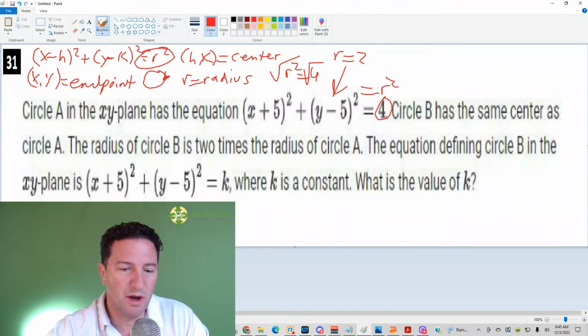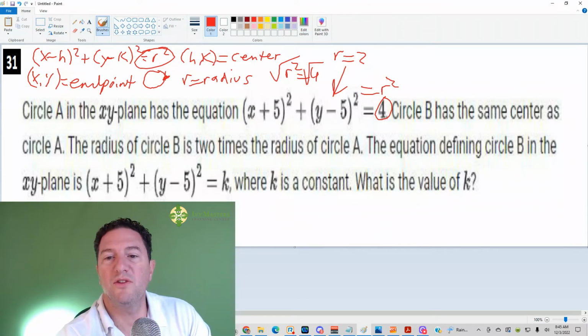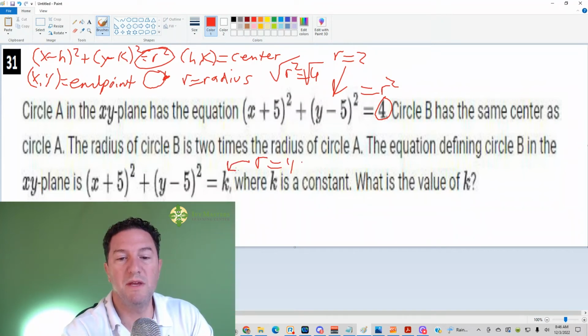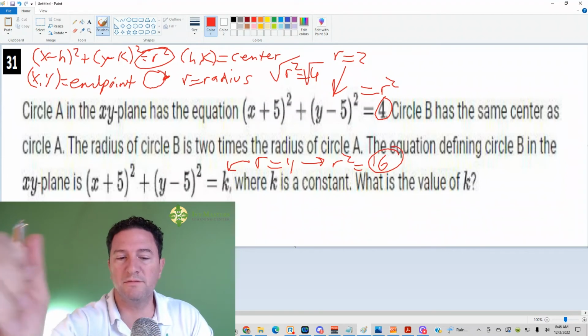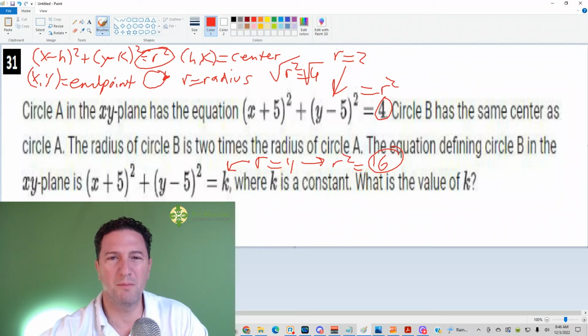So now if the radius is doubled, then the new radius equals 4 for that, which means that r squared is equal to 16. So the value of k is actually 16, not 4. So bubble in 16.